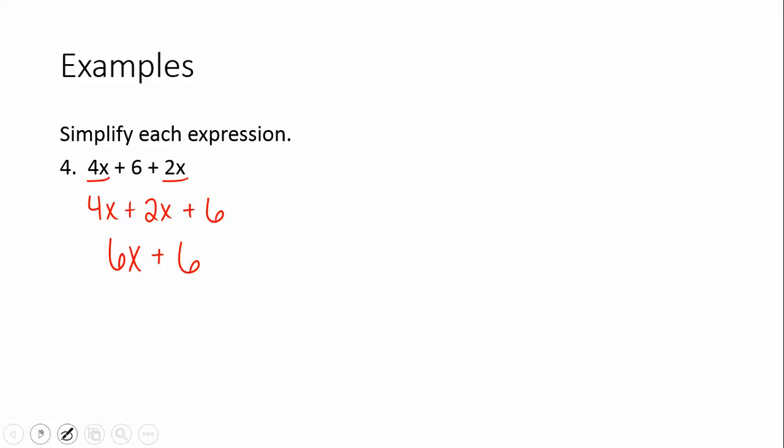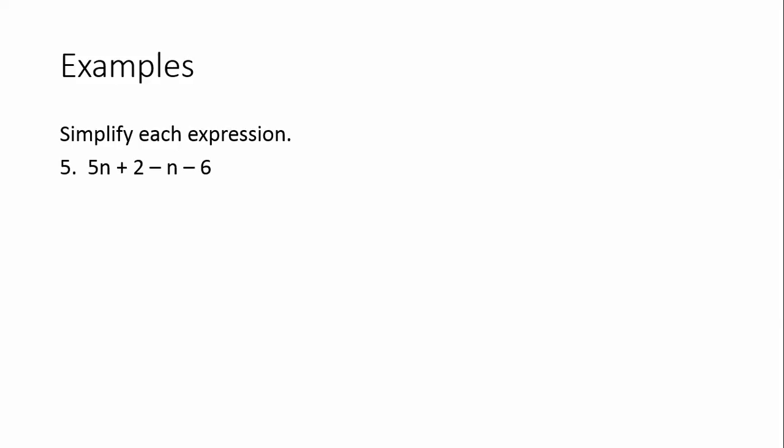Let's look at example 5. We have 5n plus 2 minus n minus 6. And the first thing I'm going to do is change my subtraction signs to adding the opposite. And I'm also going to rearrange. Notice we have 2 n terms and we have 2 constant terms. But I'm going to put those pieces closer together. So I'm going to switch the 2 and the negative n. So that gives me 5n plus, and I'm going to put this in parentheses, negative n plus 2 plus a negative 6.